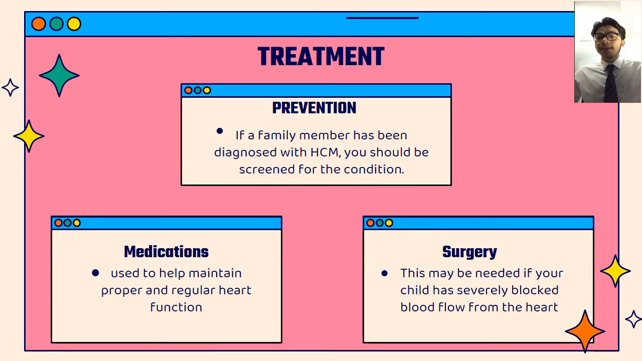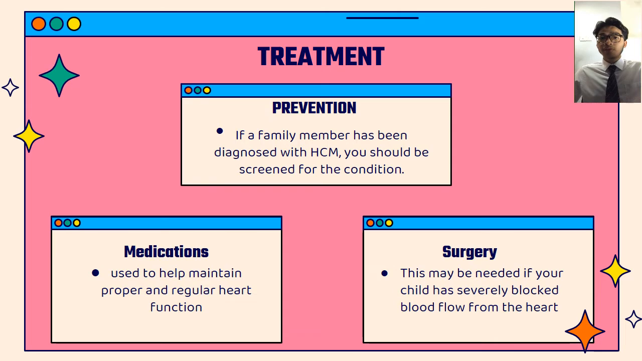Second is surgery. The thickened portion of the heart muscle is cut and removed. Because HCM is a thickening of the muscle of your heart, if needed, we can cut or remove it for a normal heart. This may be needed if you have severely blocked blood flow from the heart, or if the blockage causes a problem with the other heart valve and structure. If the mitral valve is leaking, surgery may also be done to repair or replace the mitral valve if needed.